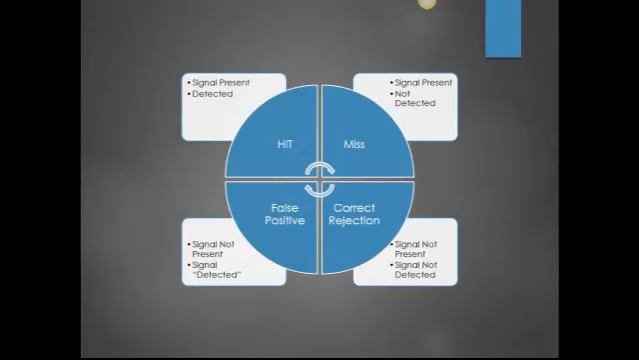We can look at this a different way. If we start in that 11 o'clock position and move clockwise, we have a hit, meaning that the signal was present and it was detected. Or we have a miss, moving clockwise, meaning that the signal was present but it wasn't detected. And then at about 3 o'clock, we have a correct rejection, which is where the signal was not present and the signal was not detected. And then moving over to the lower left quadrant, we have the false positive, meaning that the signal was not present, but they said it was there or they detected something.